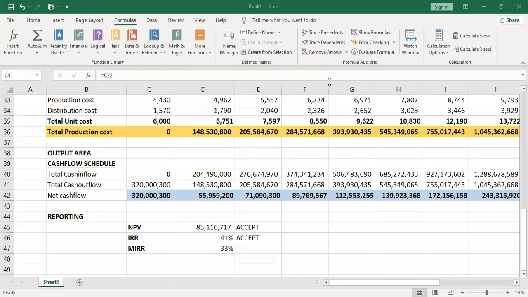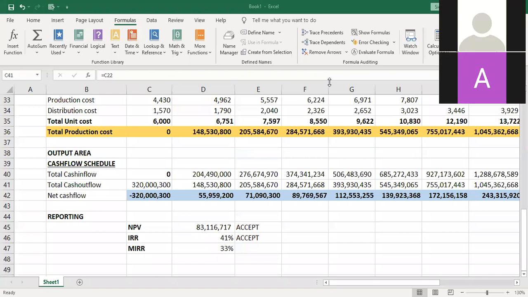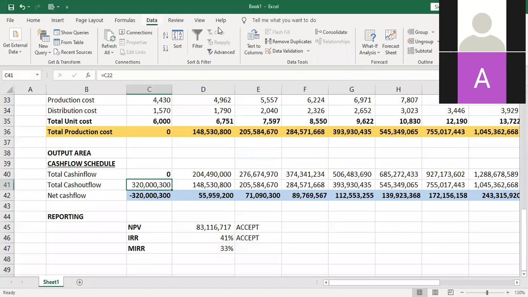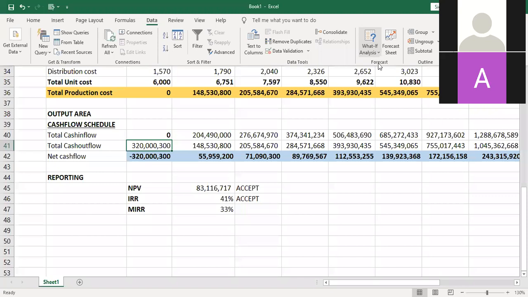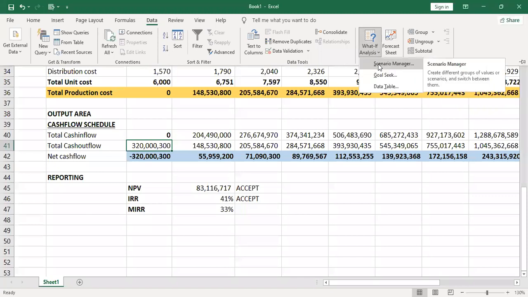Okay, now we're handling part C. What is your decision if the inflation rate in the second half of the project's life is 10%? So here you have to use scenarios. Click on data, then what if analysis, and then you click on scenario manager. Data, what if analysis, scenario manager.